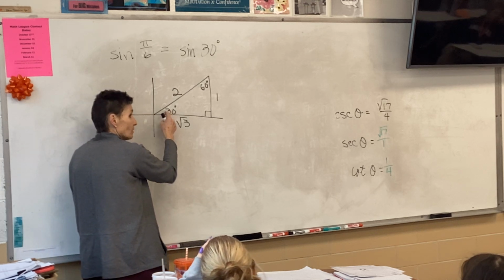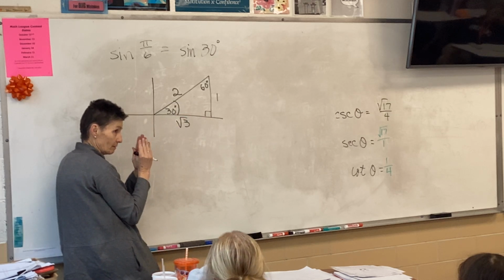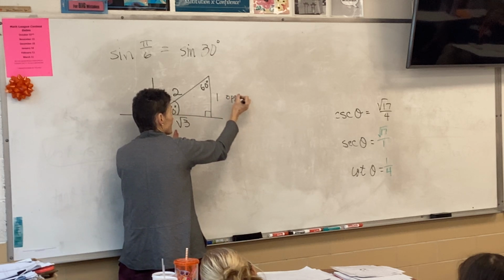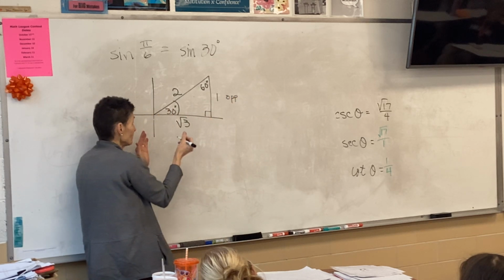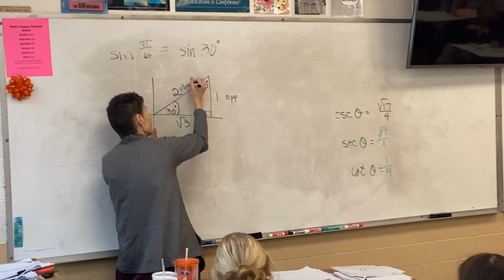Now there's your angle. Remember, it's the one at the origin that is the big deal. So this side would be the opposite side. Would you agree with me? This side is the adjacent, and this side is the hypotenuse.